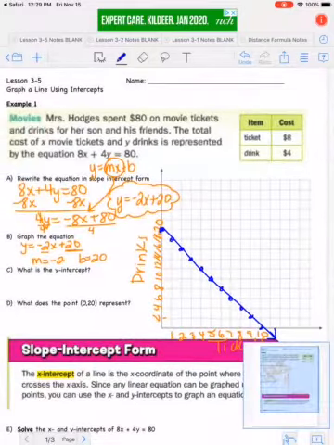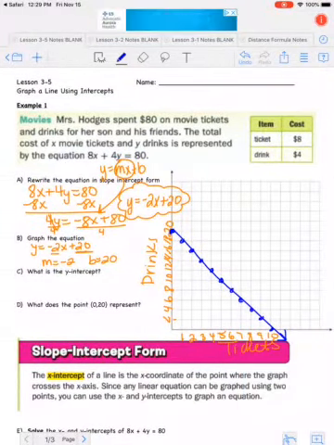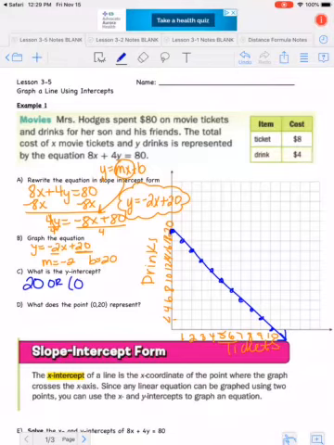Okay, so it's saying what is the y-intercept? So you're saying where does it cross the y-axis? You could say 20, or you could say (0, 20), because your x is 0 and your y is 20.